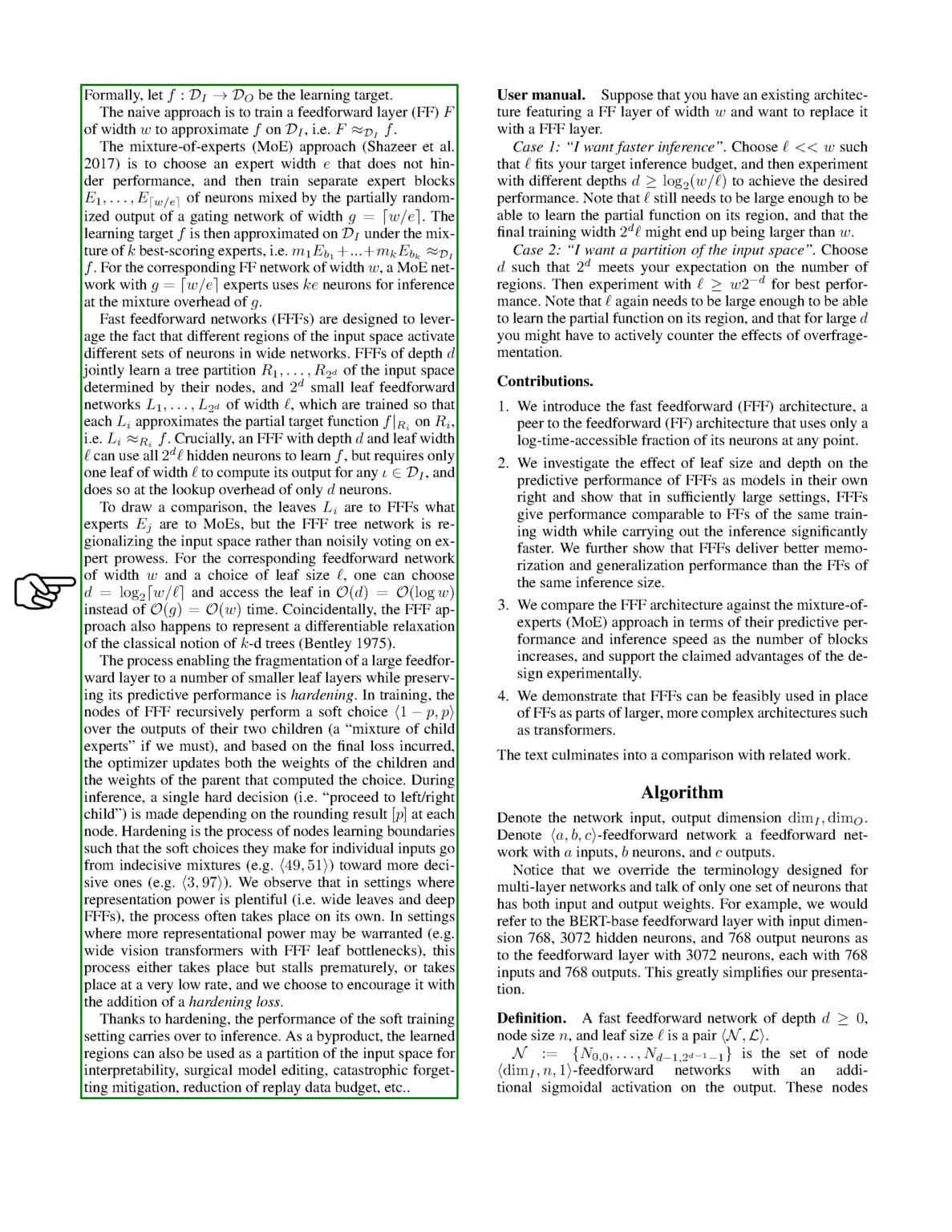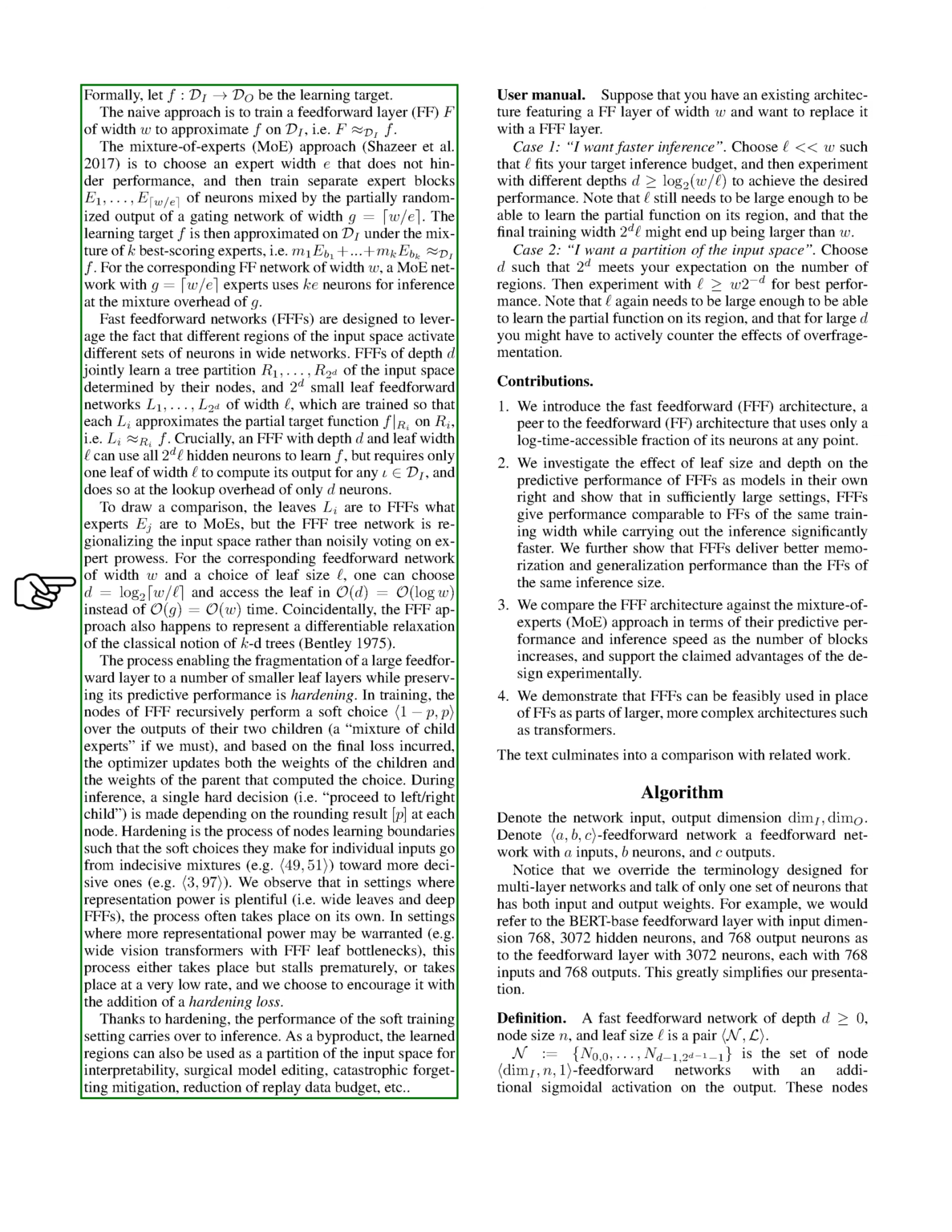To put it in simpler terms, let's say we have a learning target function f. The traditional approach is to train a feedforward layer of width w to approximate f. The mixture of experts (MoE) approach, on the other hand, chooses an expert width e that doesn't hinder performance, and then trains separate expert blocks of neurons mixed by the partially randomized output of a gating network of width g. The learning target f is then approximated under the mixture of k best scoring experts.